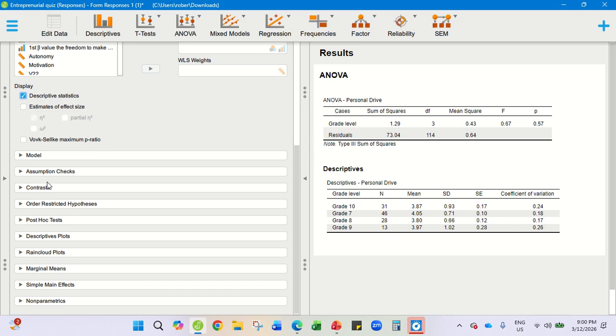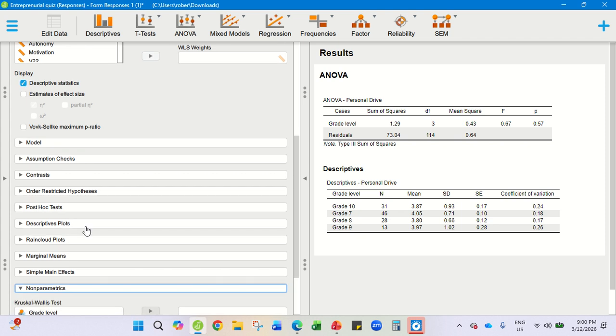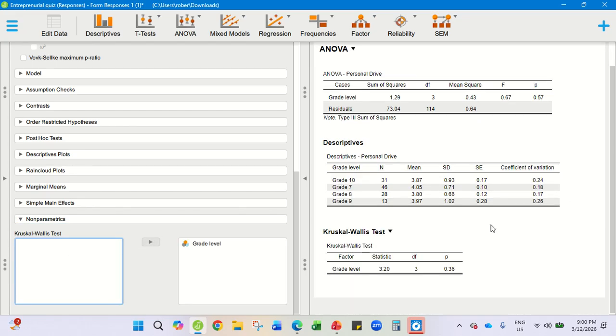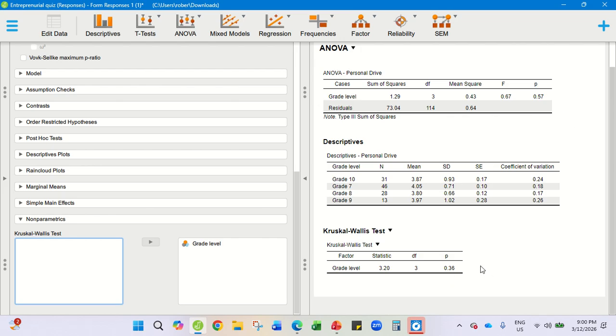Another thing is that if there is a difference, you can use the post hoc, and in here you can use non-parametric. So you can convert the result into Kruskal-Wallis if that is the case. However, the p-value is still the same when you look at that. So that's how it works.